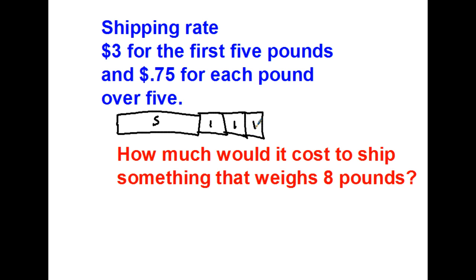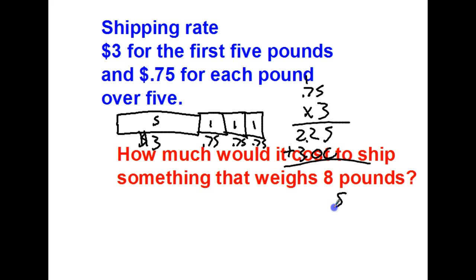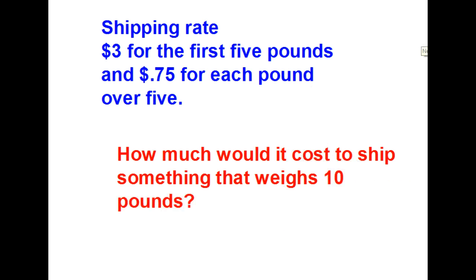So there's my 8 pounds. The first 5 pounds was $3, and then after that, each of these were 75 cents. So really I have 3 times 75 cents, which gives me $2.25, plus this $3 at the beginning. So altogether I would be paying $5.25 to ship something that weighs 8 pounds. Stop the video when you try it out.